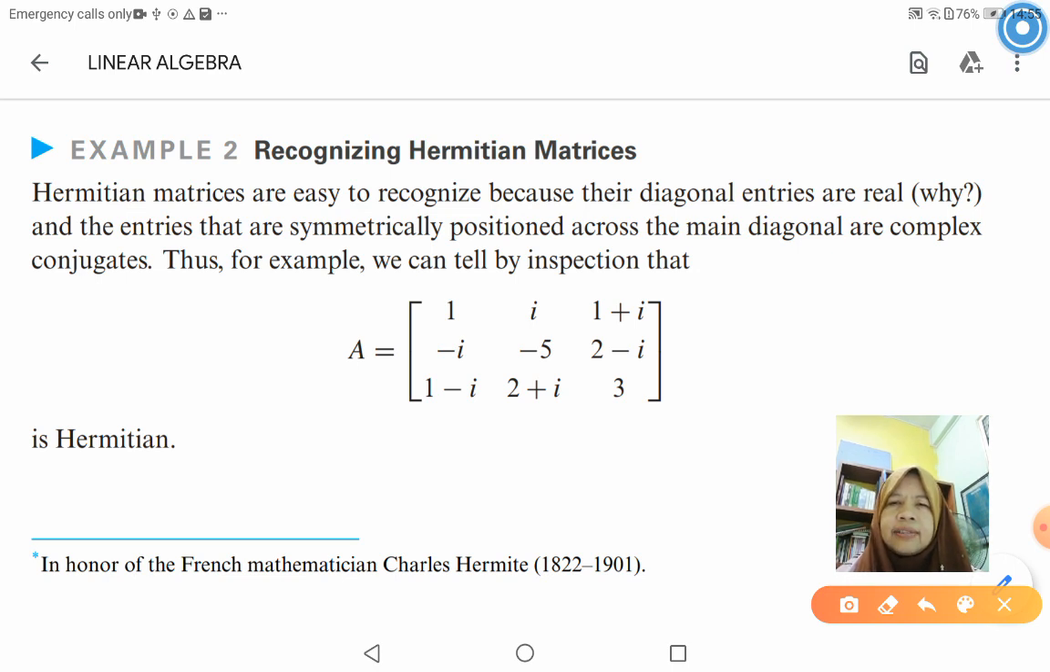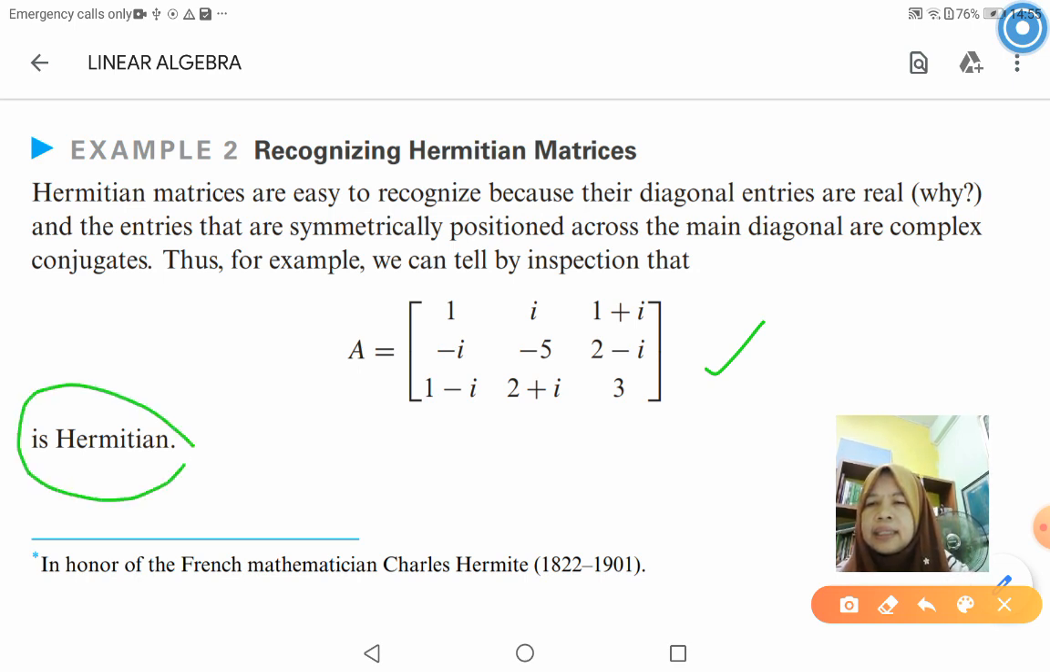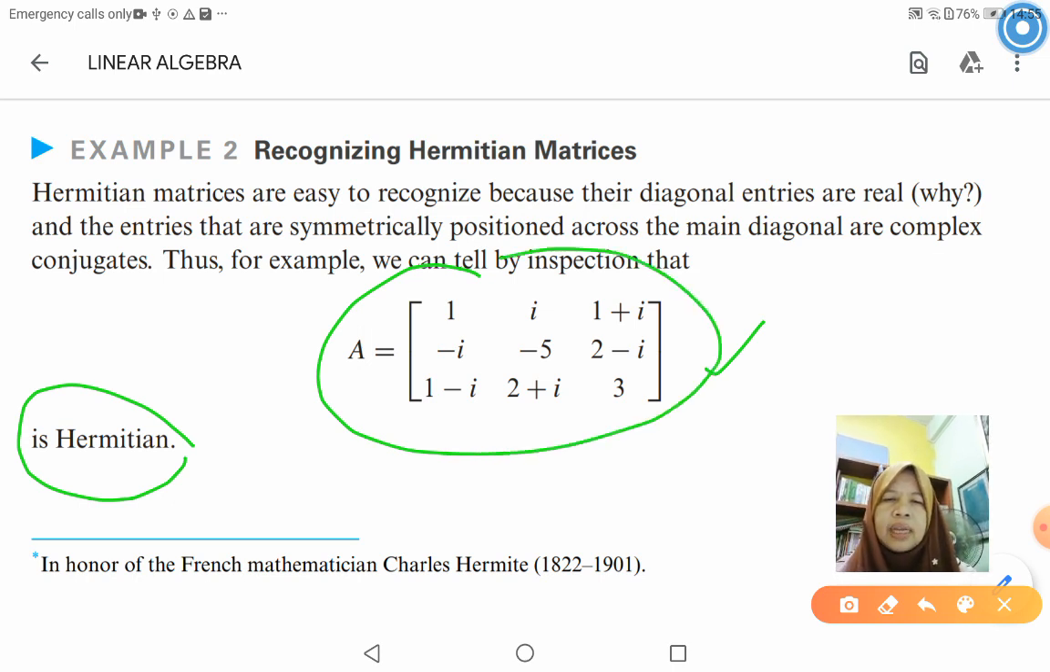Hermitian matrices are easy to recognize because their diagonal entries are real, and their entries that are symmetrically positioned across the main diagonal are complex conjugates. Thus, for example, we can tell by inspection that this A is Hermitian. You can refer to these examples.